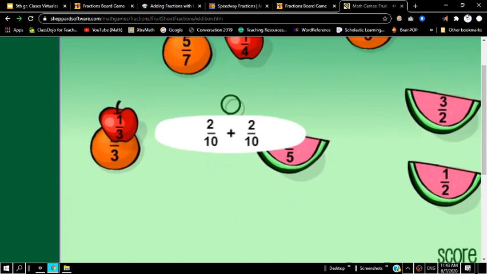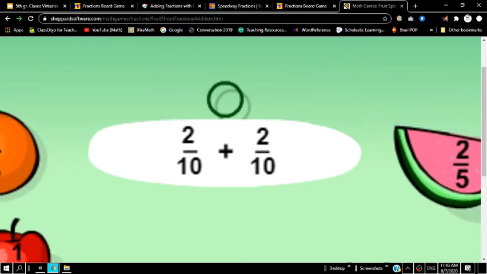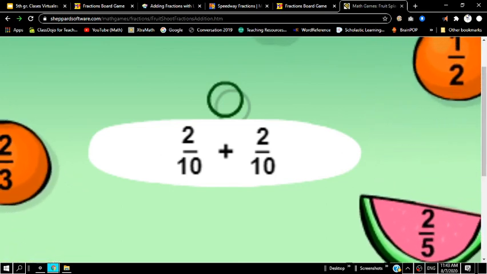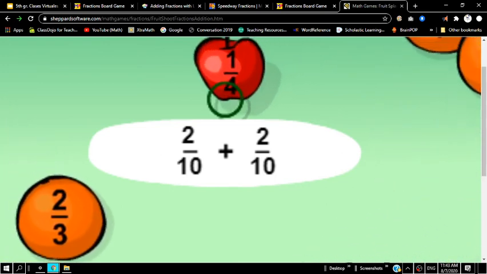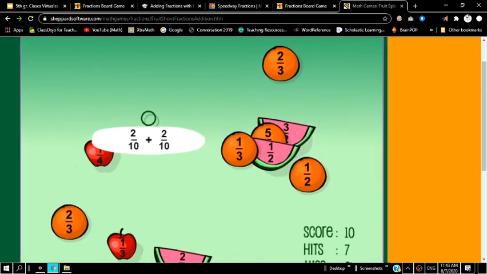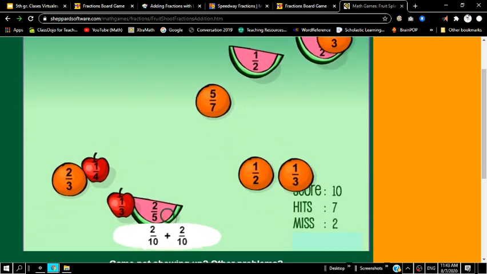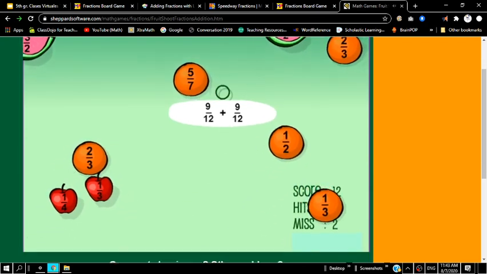Okay. 2/10 plus 2/10 equals 4/10. We can simplify this fraction, find its equivalent. 4/10 is the same as 2/5 if we simplify that, right? So let's find 2/5. Where is that? Ah, there it is.